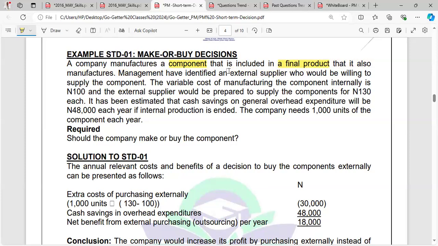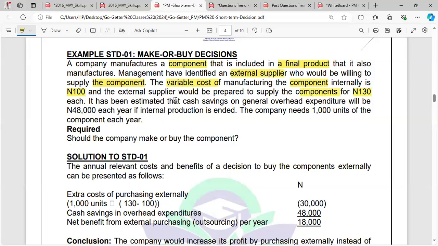Management have identified an external supplier who will be willing to supply the component, that is the battery. We are using battery as an example. An external supplier is saying, instead of you doing both watch and battery, allow me to supply you the battery. That's my specialty. Now, the variable cost of manufacturing this component, this battery internally, is 100 naira. That's the variable cost. The external supplier will be willing to supply the components, that's the battery, for 130 naira each.